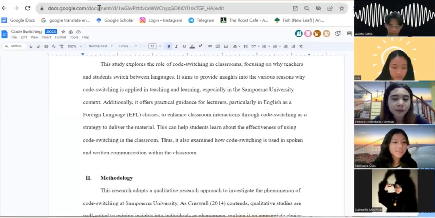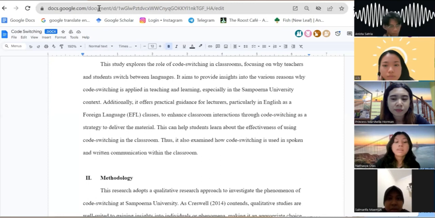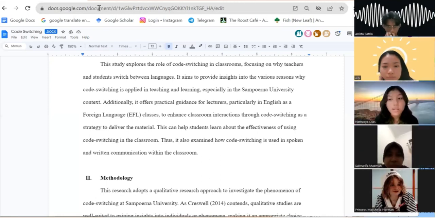Thank you for explaining, Princess. So, from the statement above in the introduction, we found that our study would like to explore the role of code switching in the classroom. And we want to focus on the underlying reason why the teacher and student switch between the languages, especially in our campus, Sampoerna University.